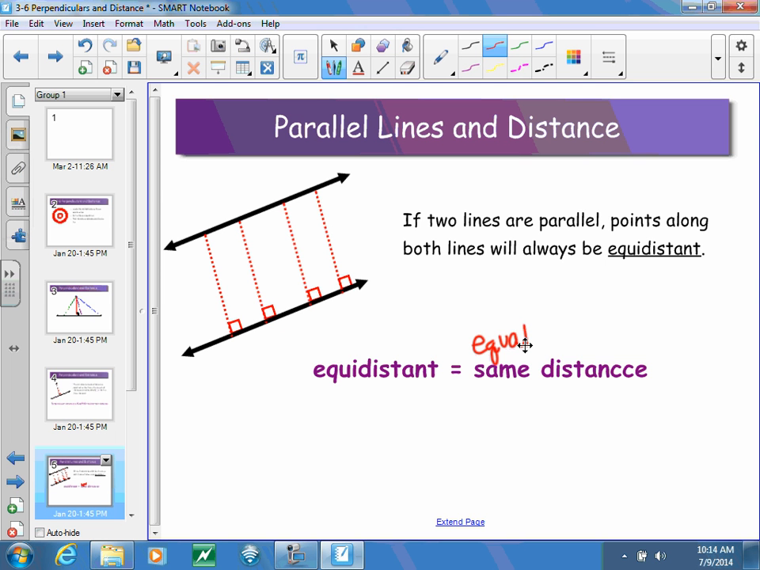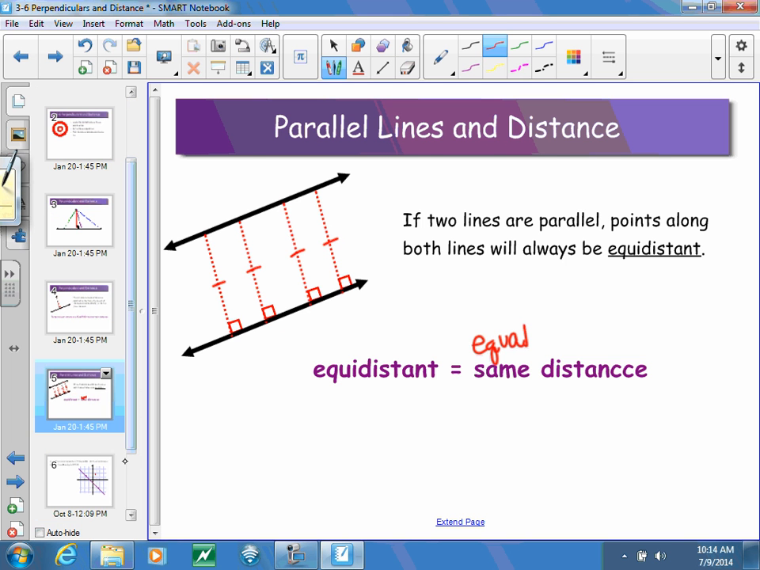Now we've been spending all this time working with parallel lines, and parallel lines are always equidistant because the distance from all of the points along them will always be the same, the perpendicular distance. So how do we do this?